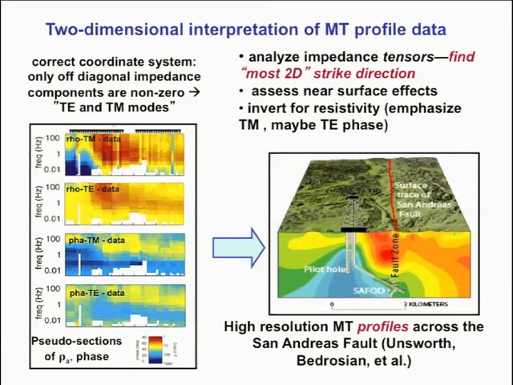So the standard approach, which I would say was the standard paradigm for MT, and it really is still a very commonly used and very useful approach, is to take data in a profile, to get high enough density data to model the very near surface structures. And so this is a picture of very high resolution MT profiles across the San Andreas Fault, actually at the site of the Cepheid hole.